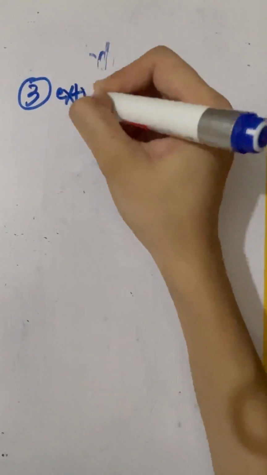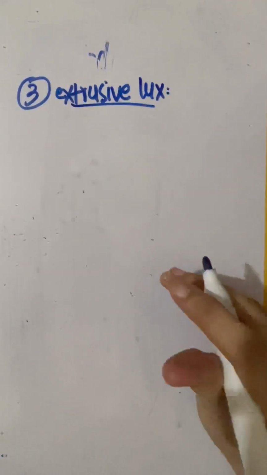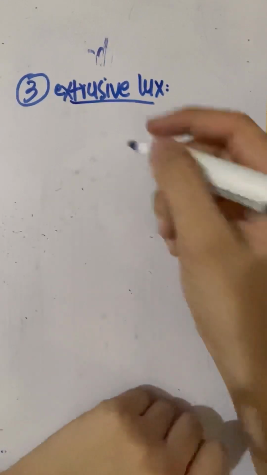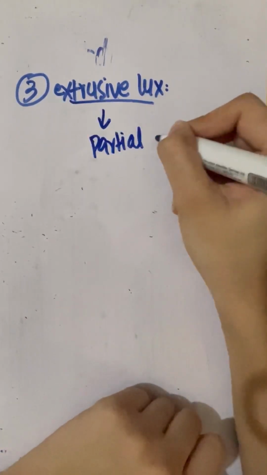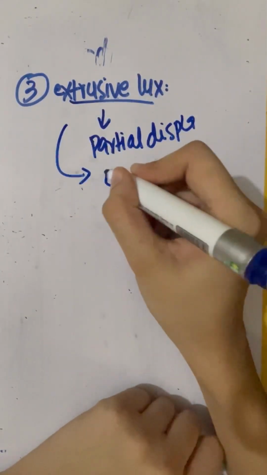Then the third type of periodontal injury is extrusive luxation. Extrusive luxation means that there is partial displacement. There is displacement, but the displacement is partial. What will we do? We will do extraction.